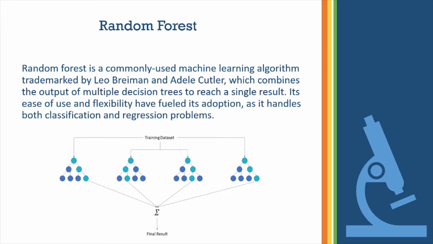Next is random forest. Random forest is a commonly used machine learning algorithm trademarked by Leo Breiman and Adele Cutler, which combines the output of multiple decision trees to reach a single result. Its ease of use and flexibility have fueled its adoption as it handles both classification and regression problems. This is what a random forest looks like. Let's see an example.